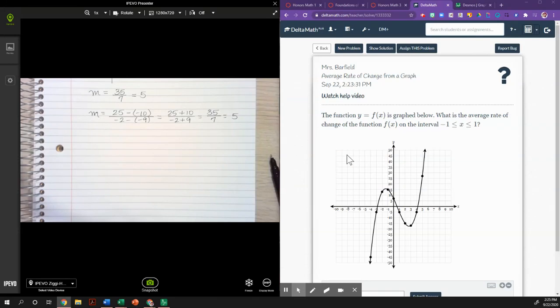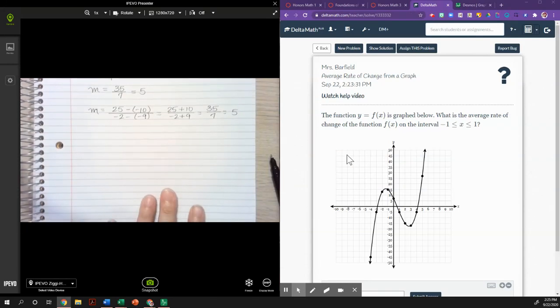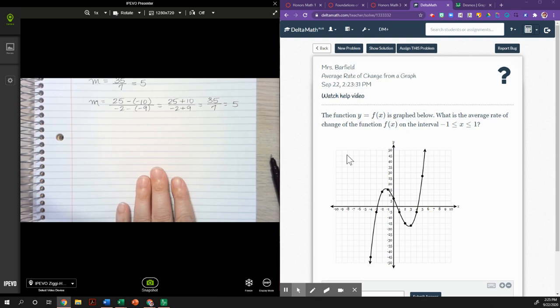All right, you guys, so welcome to part 3. We are going to keep moving on with finding the average rate of change, but now we're going to be looking at a graph. So we started with a table, then we went to an equation, and now we're looking at a graph. So all different ways that a function can be presented to us, okay?